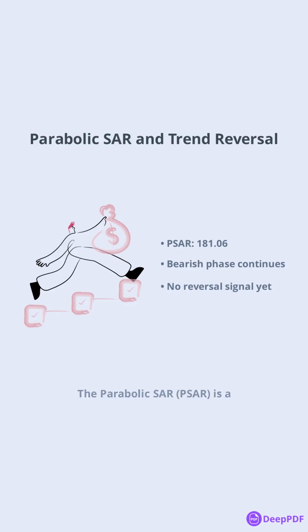The parabolic SAR (PSAR) is a popular tool for spotting trend reversals. TXN's PSAR is at 181.06, which is above the current price. This indicates that the stock remains in a bearish phase and a reversal signal has not yet been triggered. Traders often wait for the price to cross above the PSAR before considering a bullish position.